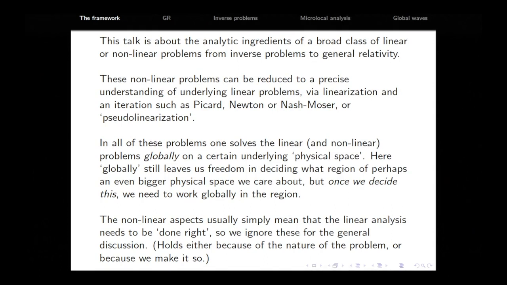And so the first point I want to make is that in all of these problems, you solve the linear problem globally on a certain underlying physical space. So you have a PDE on some domain, and you're solving the problem globally on this. This still leaves us some freedom in deciding what region of perhaps an even bigger physical space we care about. But once you decide, you really have to work on it globally. So I will illustrate this in these cases.